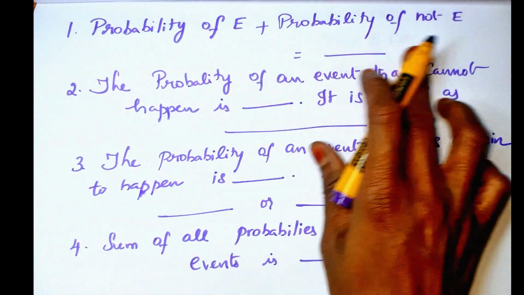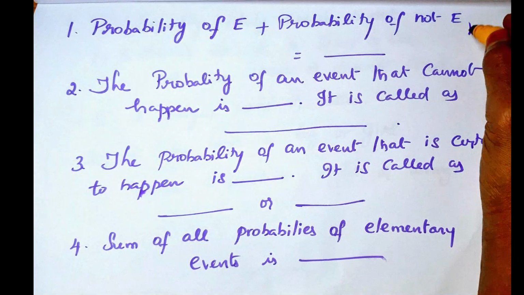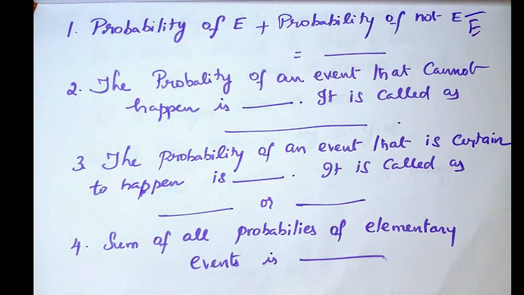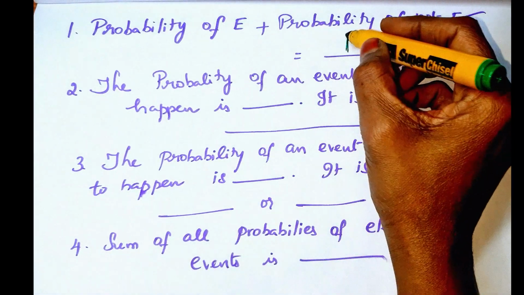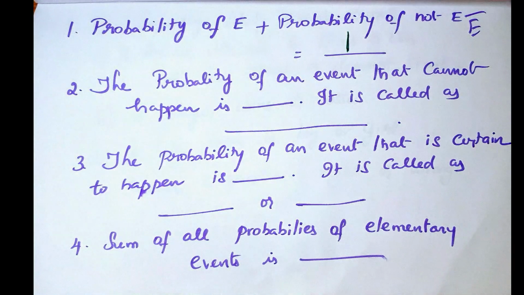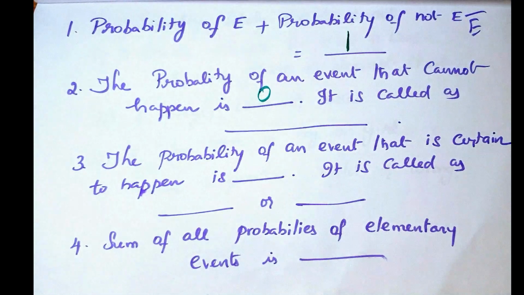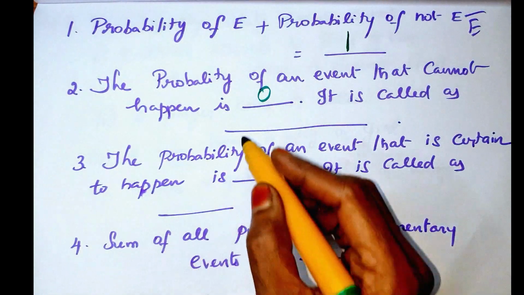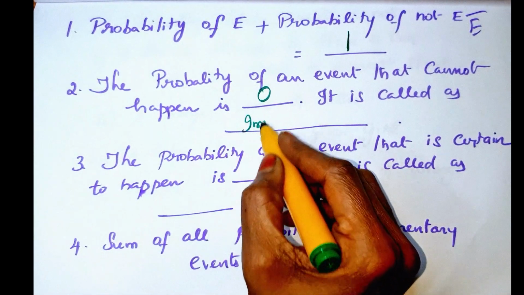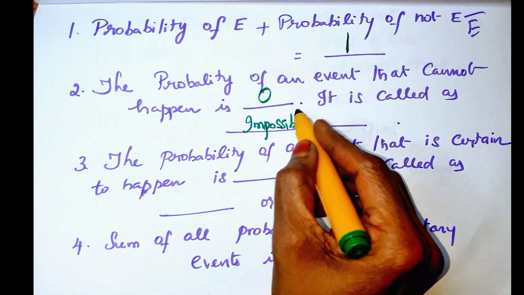Probability of E plus probability of not E, that is E bar, the complement of E. What is it? It is 1. What's the answer? 1. The probability of an event that cannot happen, that cannot happen means now only we saw that is called an impossible event and that has the probability 0. And it is called as impossible event.